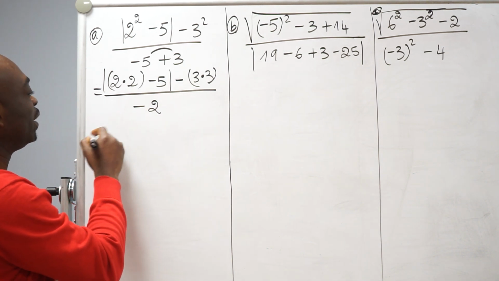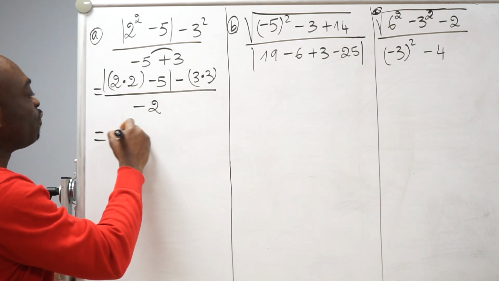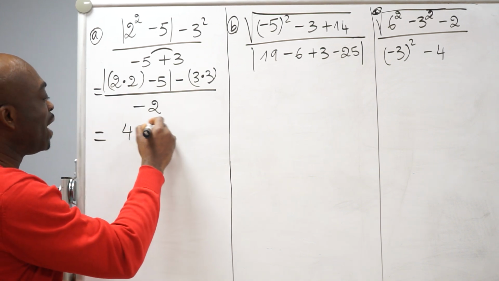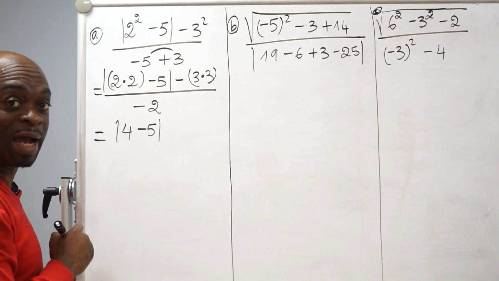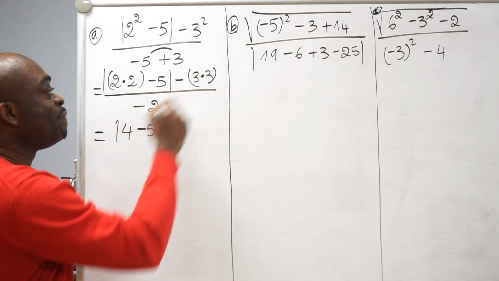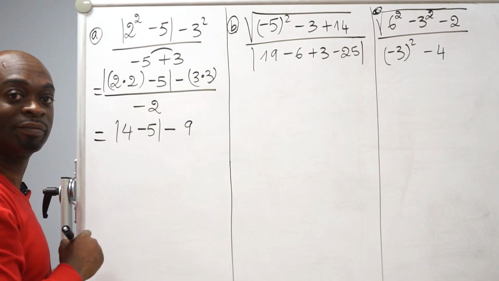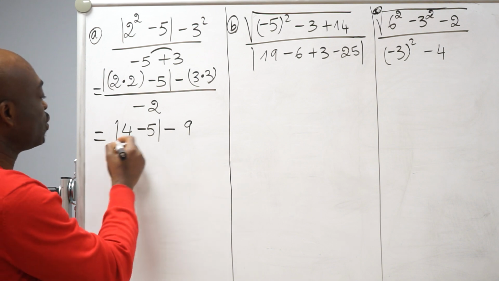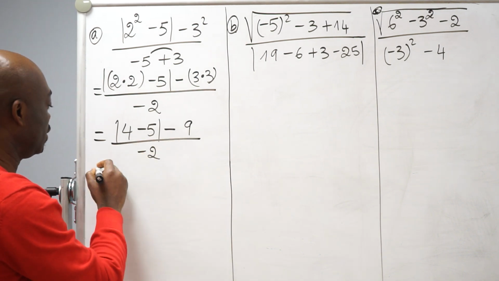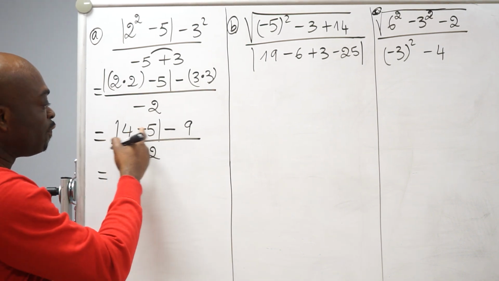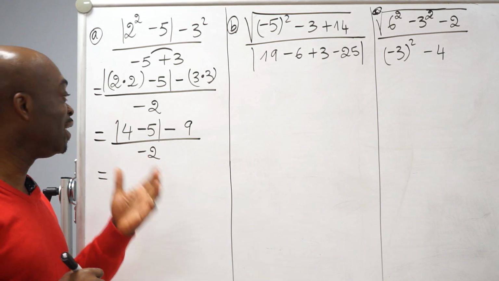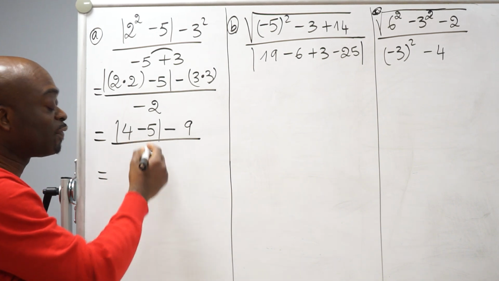Now let's keep going. So then 2 by 2 we know is 4 minus 5. The absolute value is back. Okay? Minus 3 by 3 is what? 9. Okay? We all good so far? So now over negative 2. So we just keep going. What is 4 minus 5? Negative 1, because again here, you have 2 numbers.